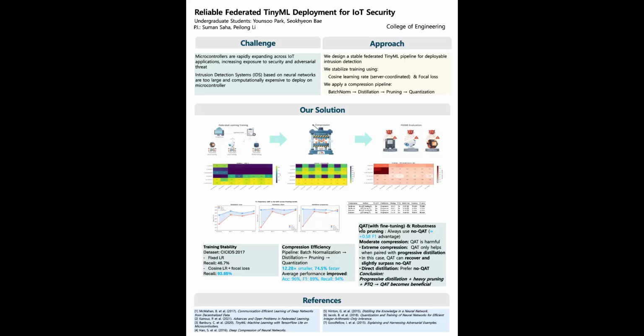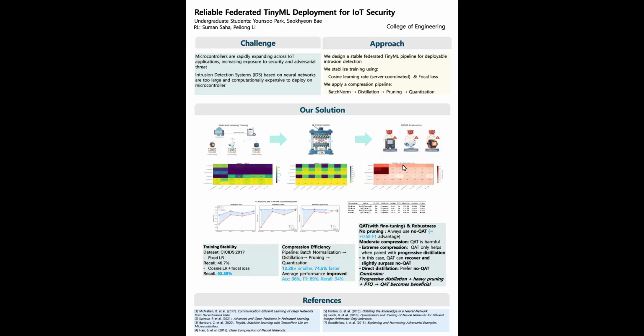And then we tackled the deployment constraint, which is model size and latency. So we applied a structured compression pipeline: batch normalization folding, distillation, pruning, and quantization. With this pipeline, we're able to make the model about 12 times smaller and roughly 74% faster. And average performance actually improved with this setting.